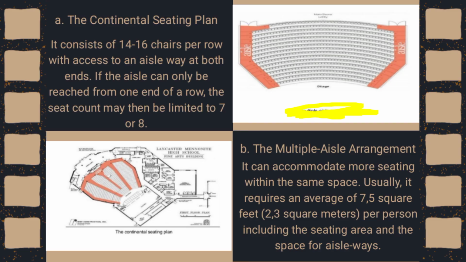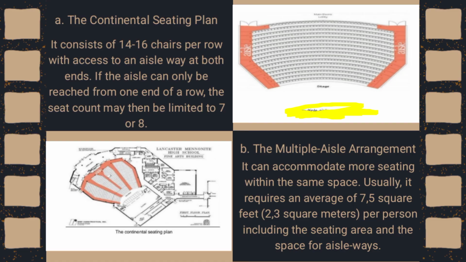Anyway, this continental seating plan is a seating arrangement where the aisles are located only at the ends of the seating area and has no central aisle. This is usually used in small venues such as cinemas, things like that.